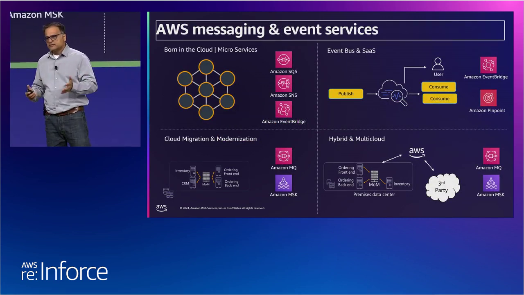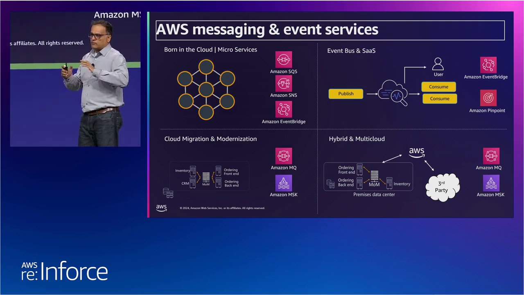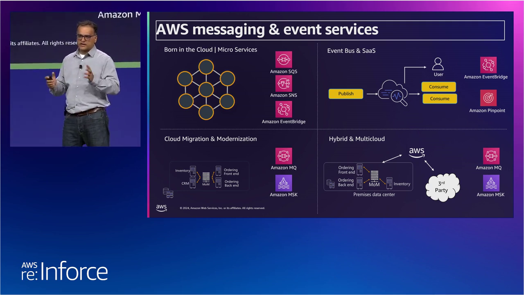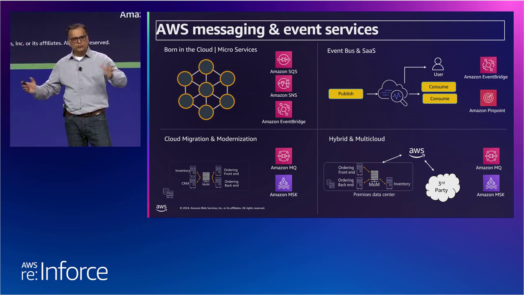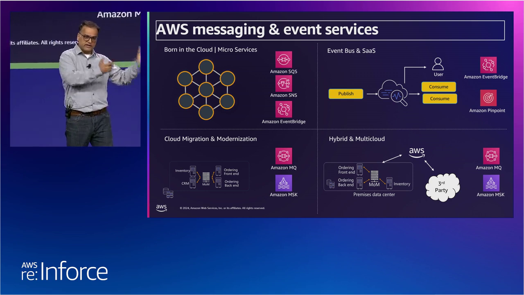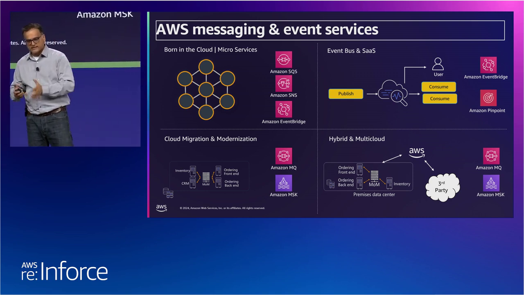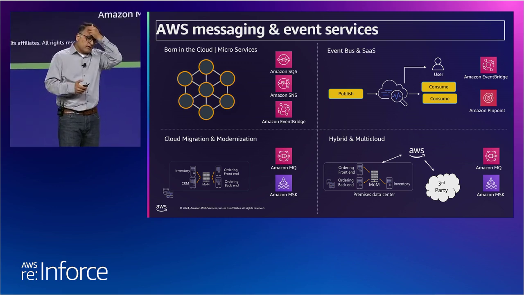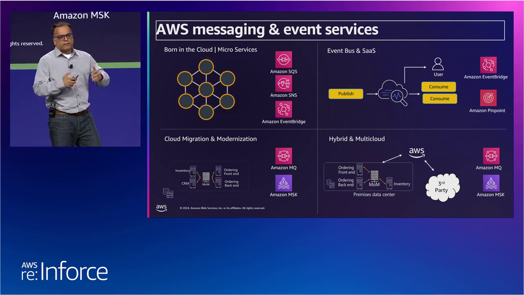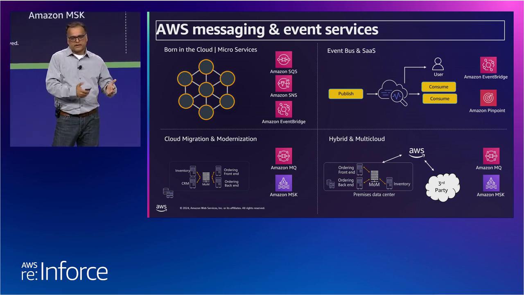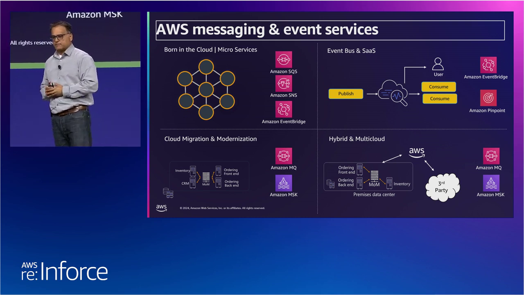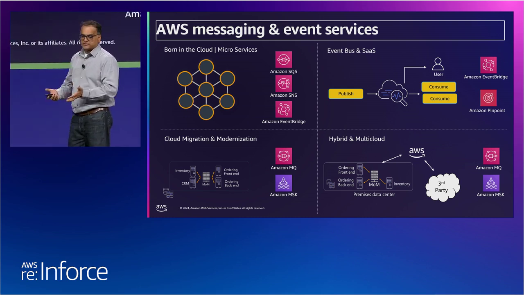In AWS, the messaging services can be broken down into two things. One, AWS native services like Amazon SQS, SNS, and EventBridge. They are typically adopted by born-in-the-cloud customers and SaaS providers.